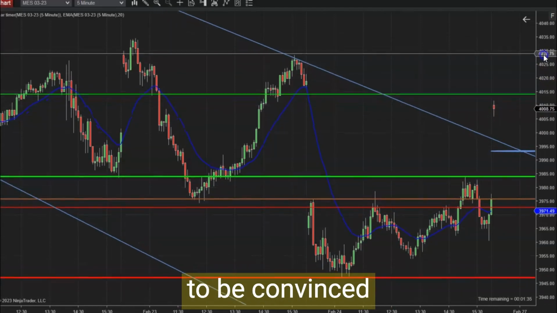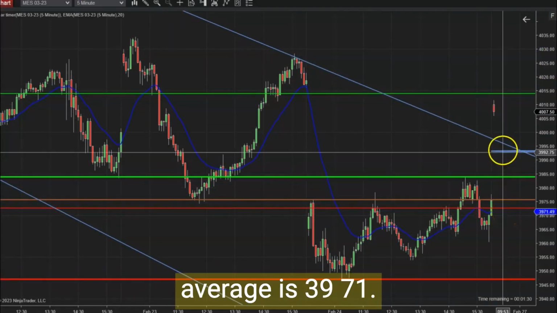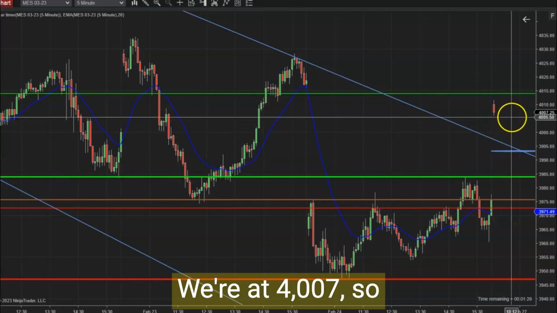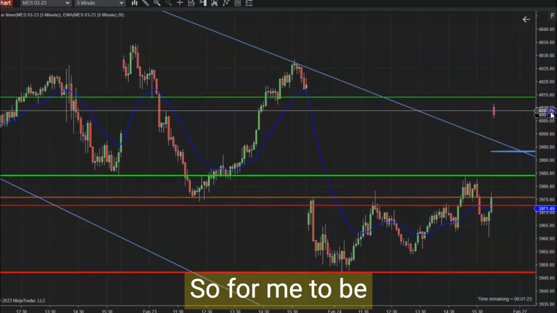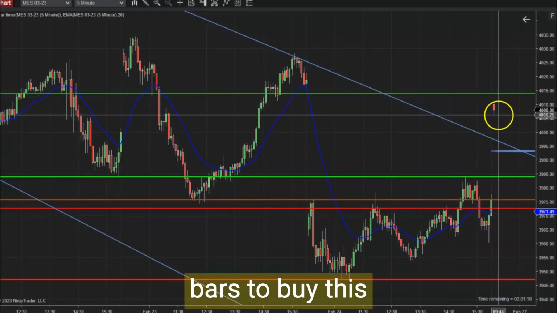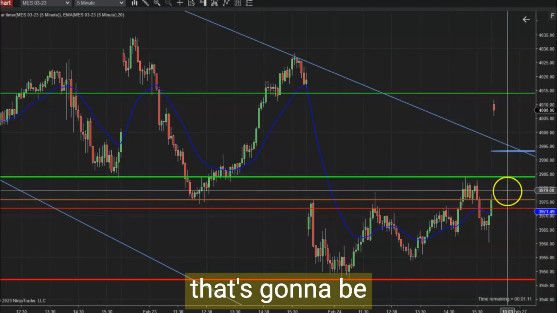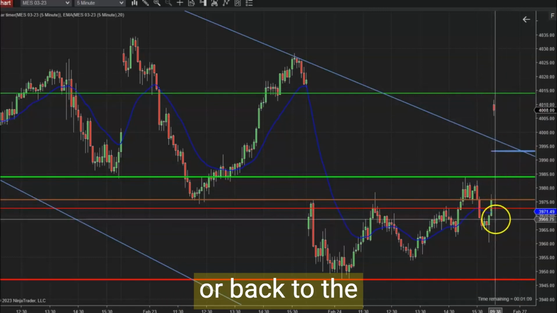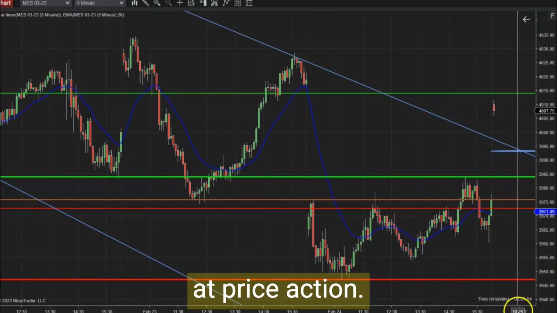But in order for me to be convinced long, we're gapping far away from the moving average. The moving average is 39.71. We're at 4,007. So that's about 40 points, almost 40 points. So for me to be buying this high above, I would have to see big bull bars. We could certainly look for a short, which would be to close the gap or go back to the moving average. But again, we're not going to predict. I'm going to look at price action.